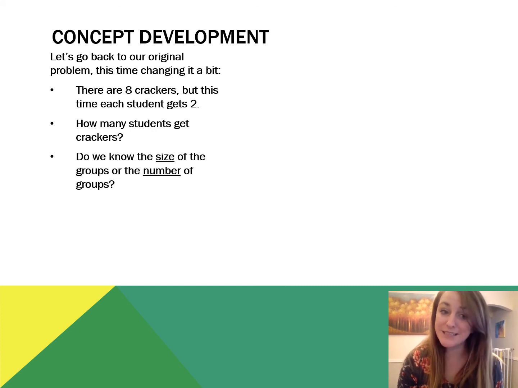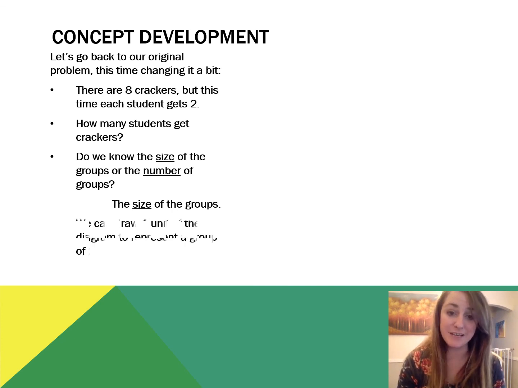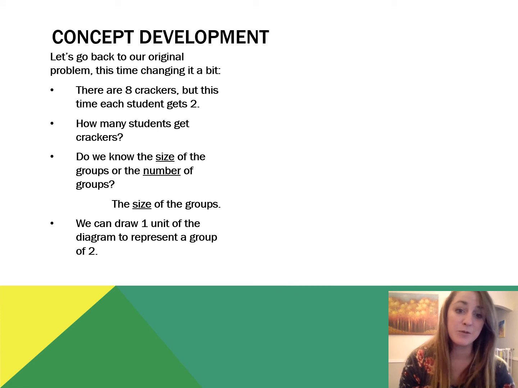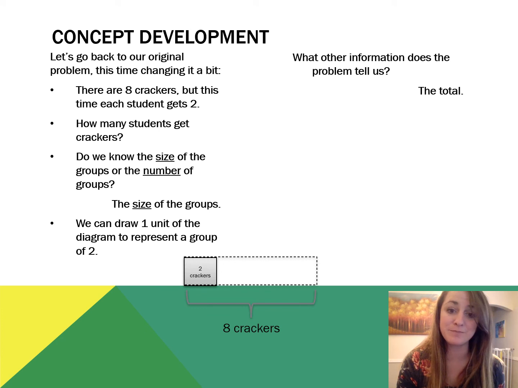Now, do we know the size of the groups or the number of groups? We know the total 8 already. We know the size of the groups. But this time, each child gets 2. We can draw 1 unit of the diagram to represent a group of 2. What other information does the problem show us? It shows us the total. So I'm going to mark 8 crackers.